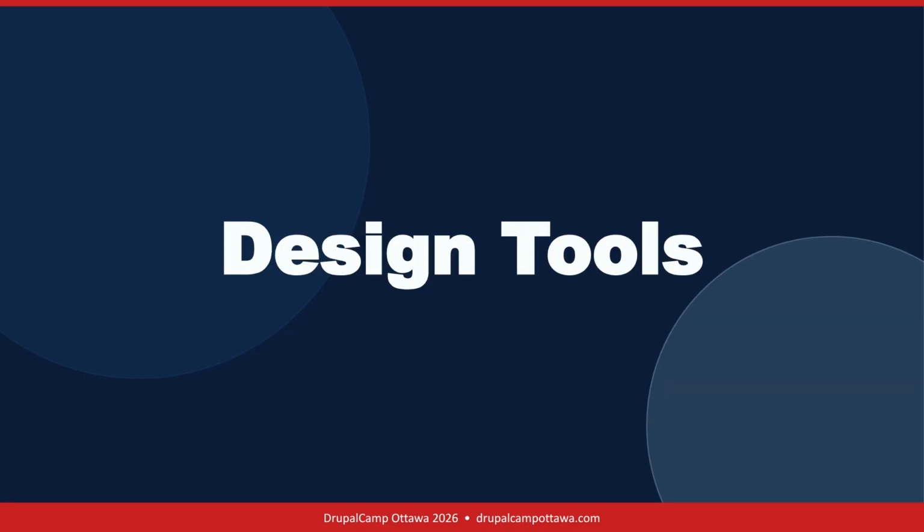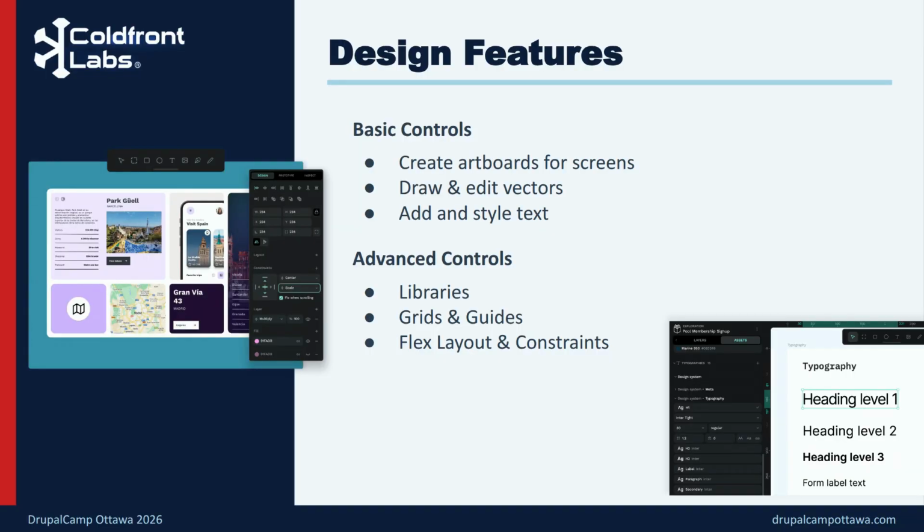the design tools. So Penpot includes all of the basic tools that you need to create interfaces. You can create artboards, which are just the screens for your apps or your websites. You can draw and edit vector graphics like icons and shapes. And you can add and style text, including fonts of your own or from Penpot, and then space and align them as you wish.